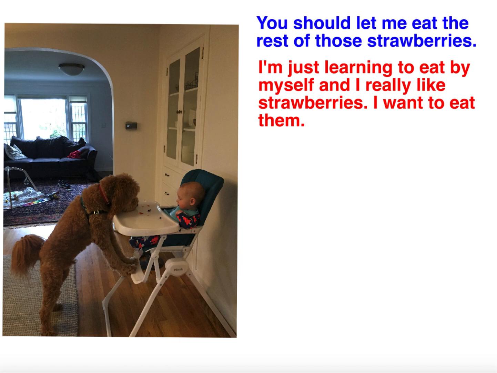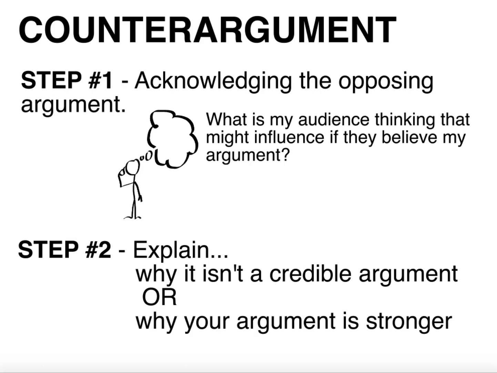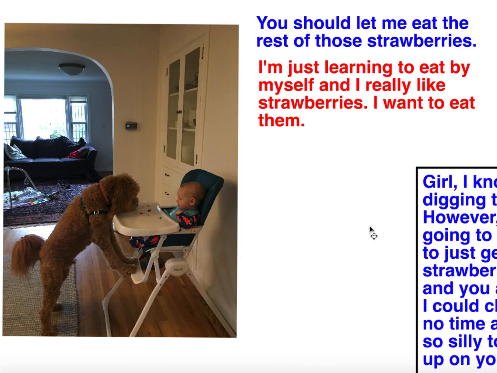So Watson is now going to use this technique to try to convince her. He's going to acknowledge the opposing argument. He's going to acknowledge what Elizabeth might be thinking or what she might believe. And then he's going to explain why his argument is stronger. So let's see what he does.